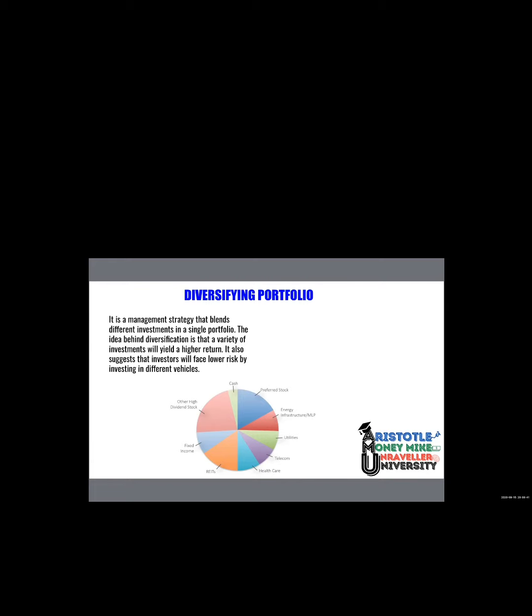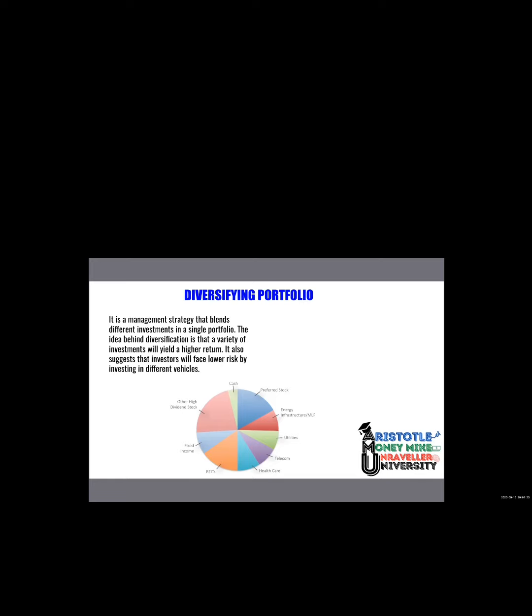So today, you guys will be learning about diversifying portfolios and basically fundamental analysis. I'm going to pretty much walk you through diversification and some strategies I use as a beginner investor, for those who are interested in the long-term factor. It is a management strategy that blends different investments in a single portfolio. The idea behind diversification is that a variety of investments will yield a higher return. It also suggests that investors will face lower risk by investing in different vehicles.